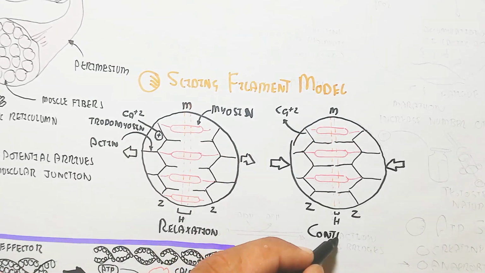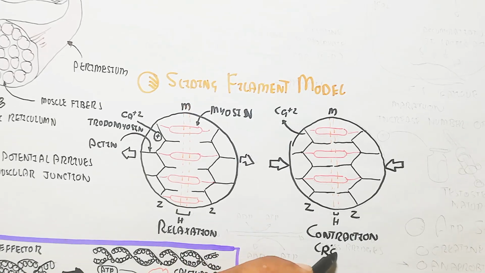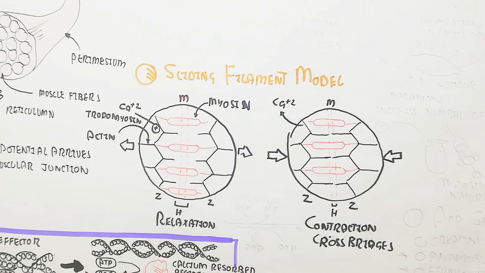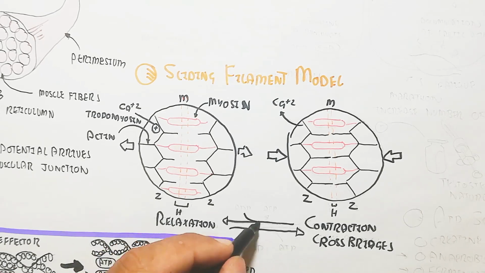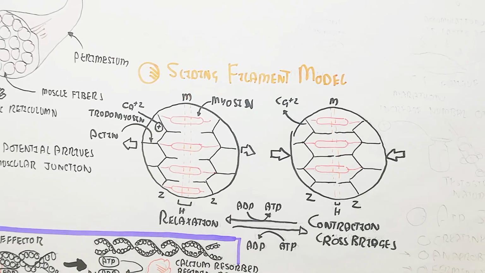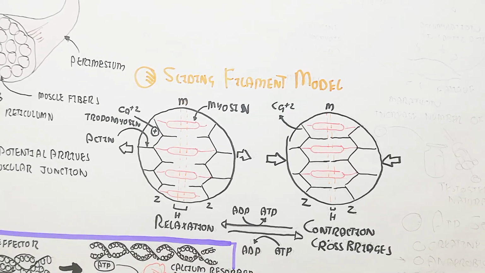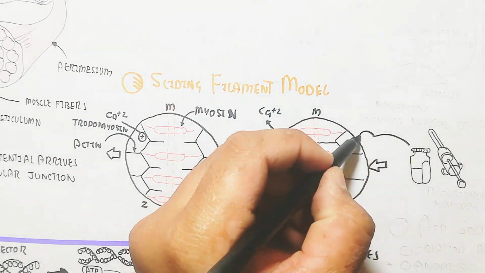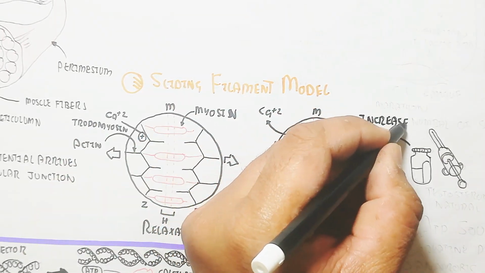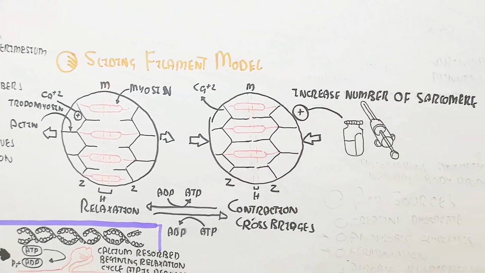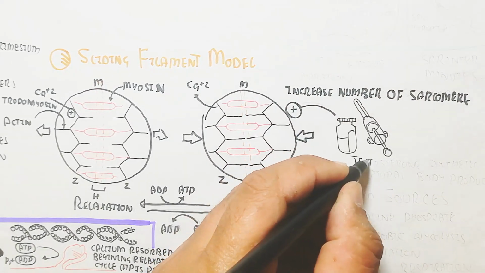In this way, the relaxation to contraction will occur, and after the contraction, the cross bridge will lead to release of the calcium again for relaxation. In this way, the ATP will be used to move, relax, and contract again antagonistically. And in this way, the H zone will decrease, the sarcomere will shorten, and the Z to Z line will shorten.